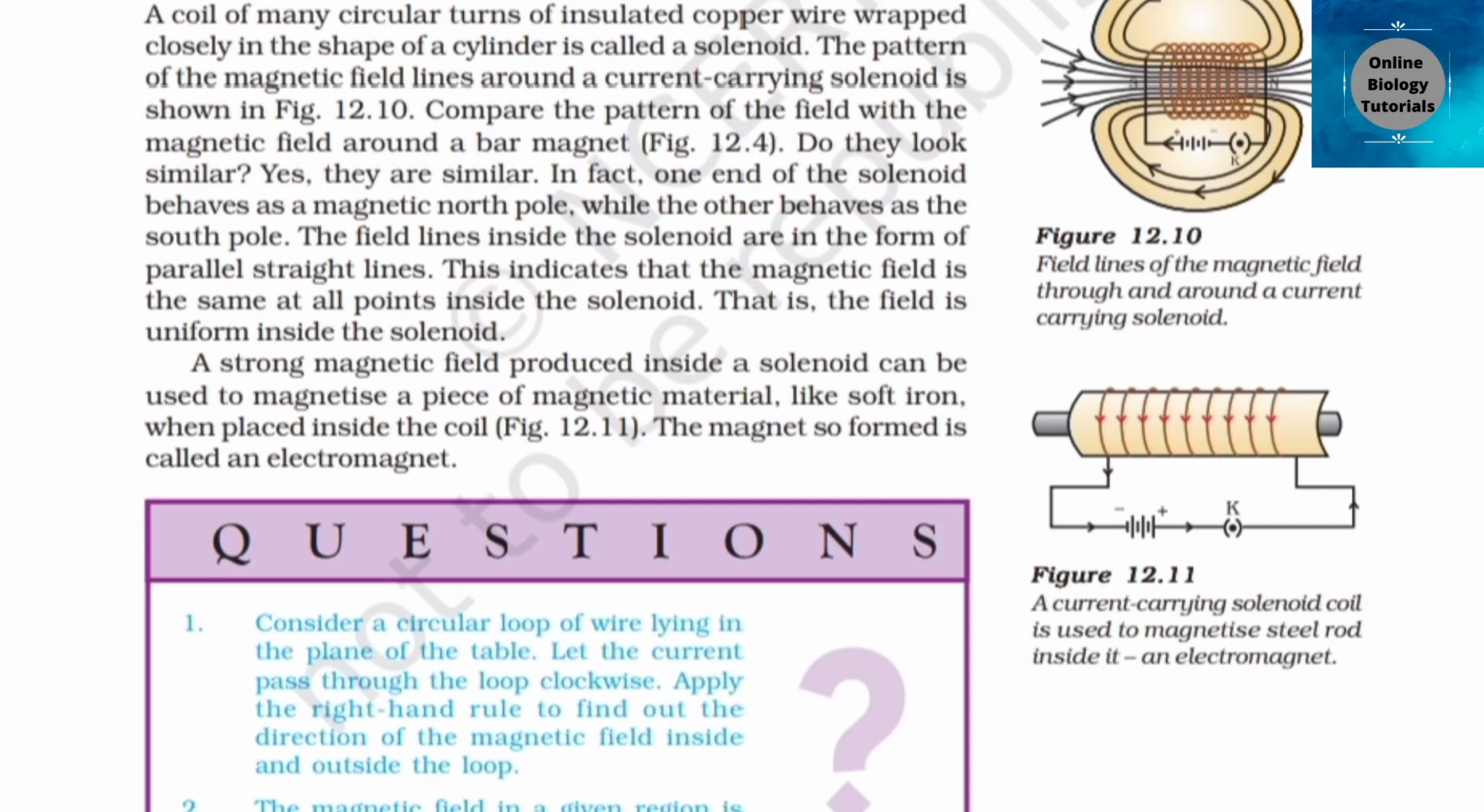A strong magnetic field produced inside a solenoid can be used to magnetize a piece of magnetic material, like soft iron, when placed inside the coil, Figure 12.11. The magnet so formed is called an electromagnet.